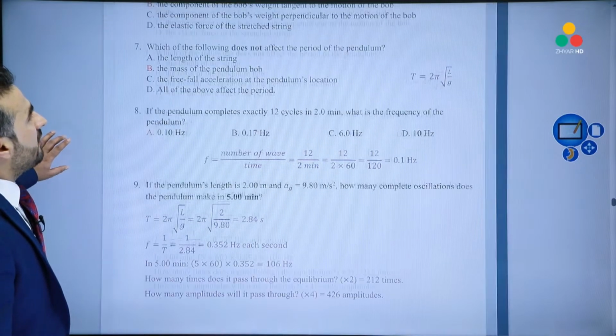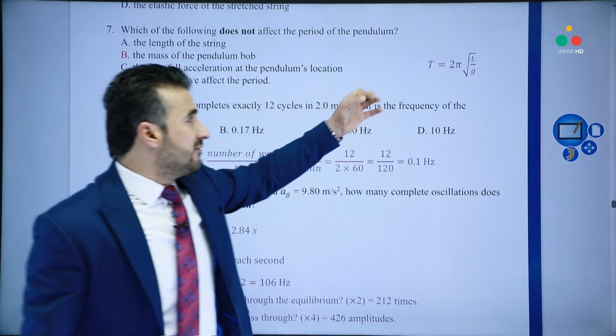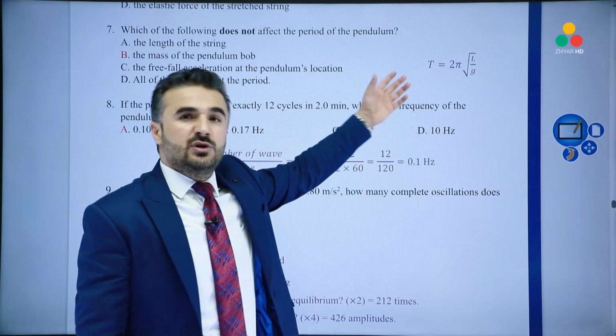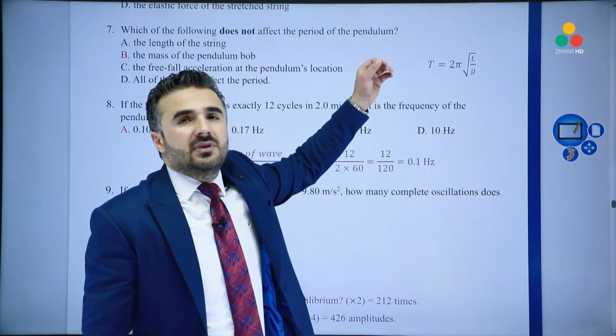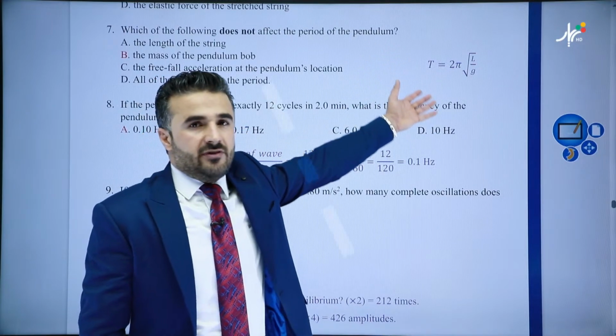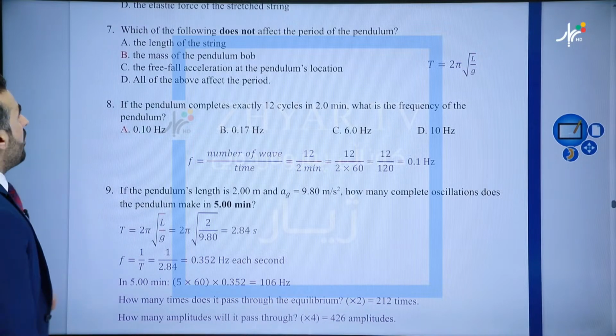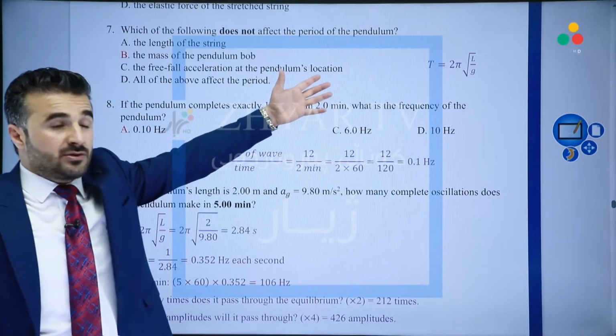Which of the following does not affect the period of the pendulum? Once again, in order to answer these questions, write the equation for the period of the pendulum. The period of a pendulum is 2 pi square root of the length of the pendulum or the string divided by the gravitational free fall acceleration. Okay, so the length of the string, it depends on the length, yeah?